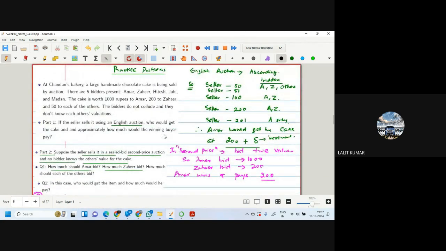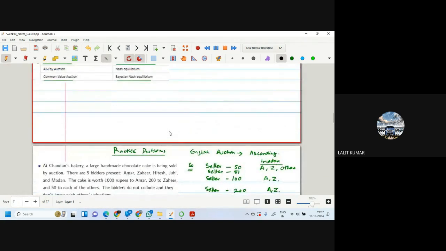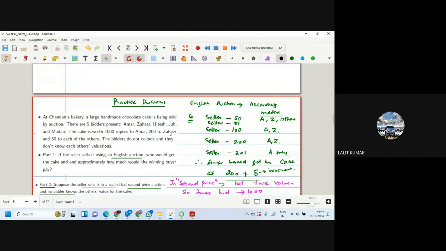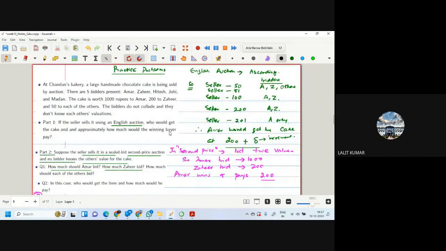Now we come to the practice problems. These practice problems, there are 5, 6 problems, and things will become clear. So see, this is a question. At Chandan's bakery, a large handmade chocolate cake is being sold. There are 5 bidders: Amar, Zahir, Hitesh, Juhi, and Madan. The cake is worth 1,000 rupees to Amar, 200 to Zahir, and 50 to each of the others. The bidders do not collude and they don't know each other's valuations. If the seller sells it using an English auction, who would get the cake?